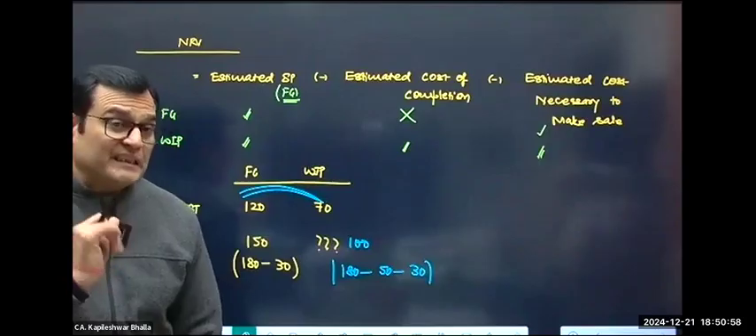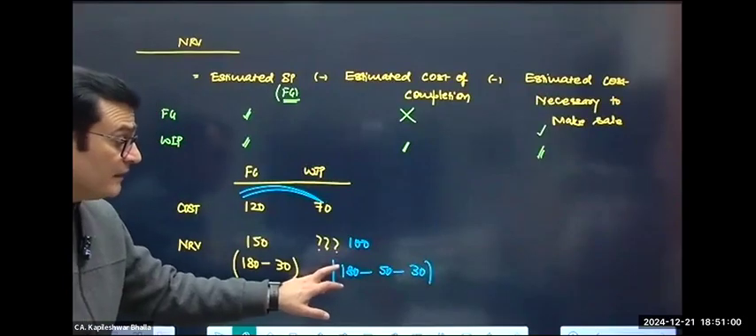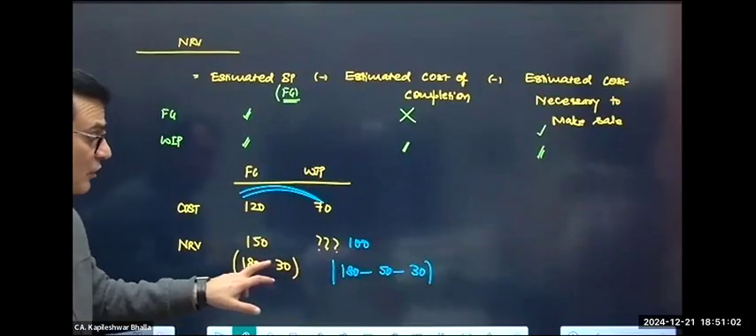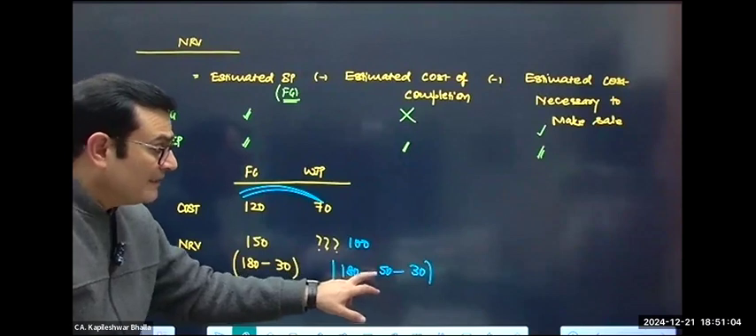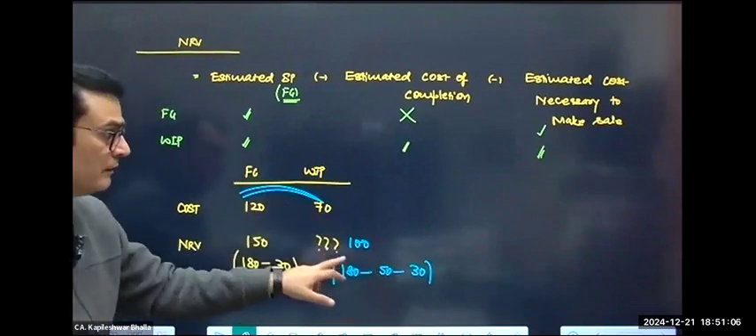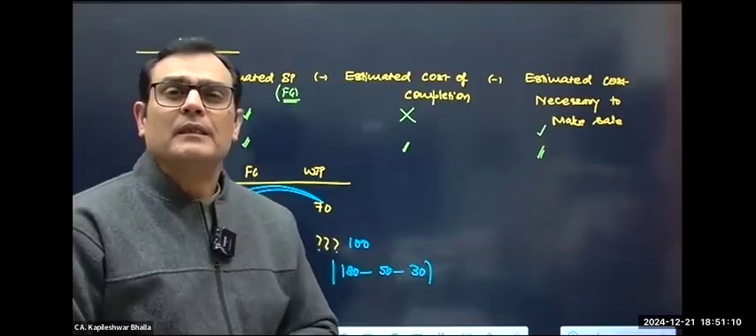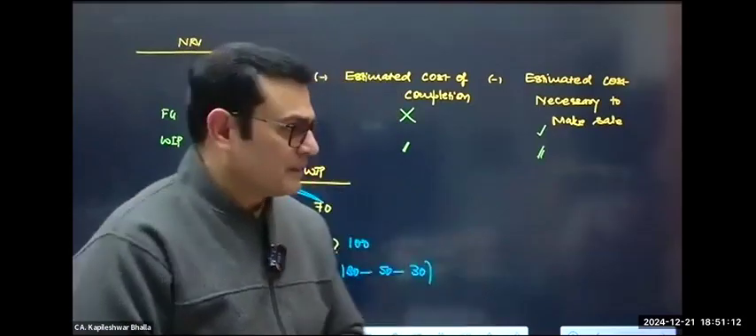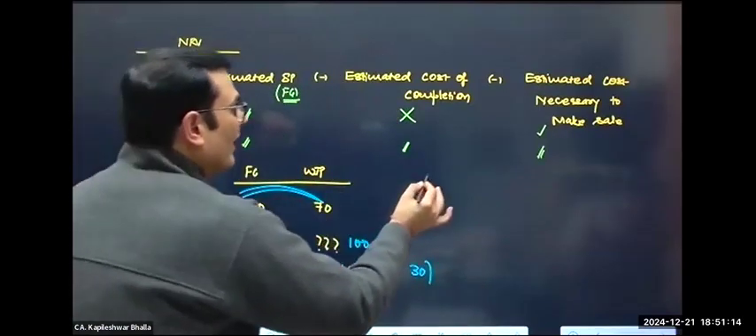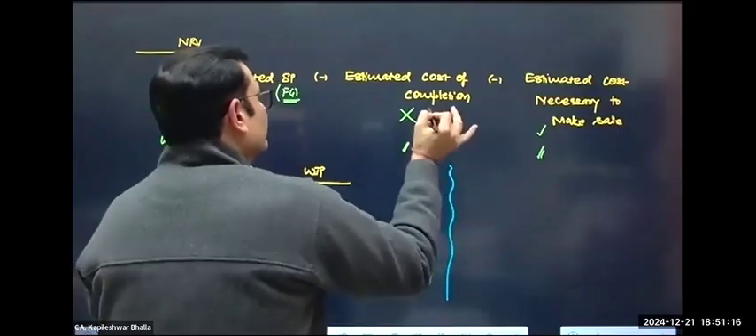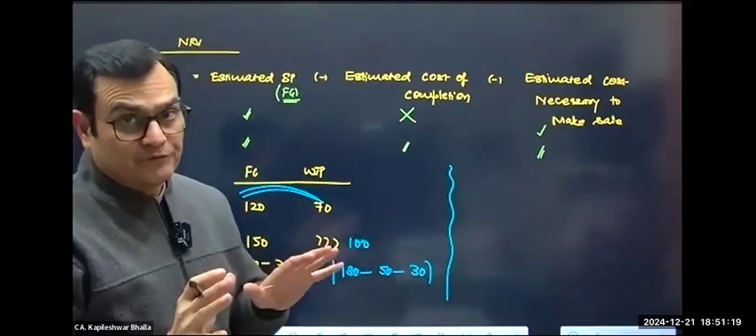Now, I want you to see another logic as well. I've taken the estimated selling price of FG minus the cost of completion and minus the cost necessary to make the sale to get the NRV. Now, let's see something interesting. Just watch this. Why are they telling you to reduce this? Please watch the maths carefully.